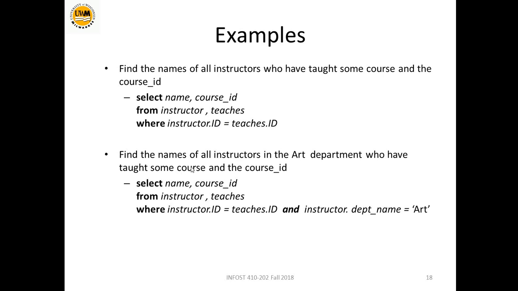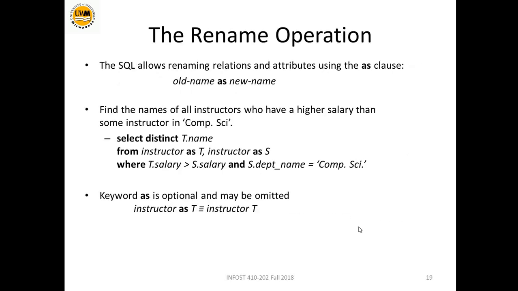If I want to find the names of all the instructors in the art departments who have taught some course and the course ID, I will say select name and course ID from instructor and teaches, where instructor.id equals teaches.id and instructor.department name equals art. Sometimes we need to rename tables.